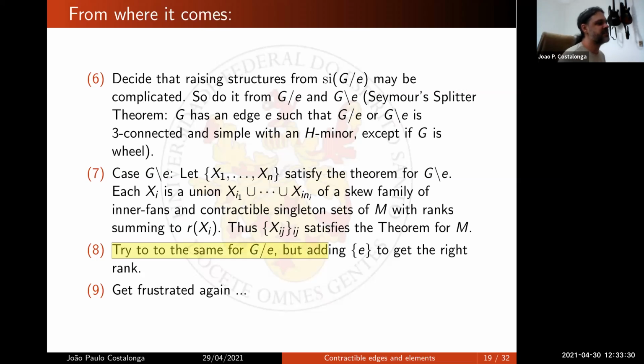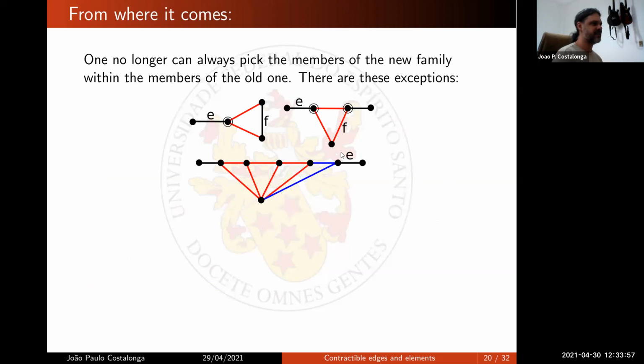Then you try to do the same for G contraction E. But we add the contract. This will be a contractible edge, an H contractible edge. And we'll try to add this guy to get the right rank, since when we contract we reduce rank. So we need to get a thing with a rank slightly higher to satisfy the theorem. And now we get frustrated again because, as I said, it doesn't work.